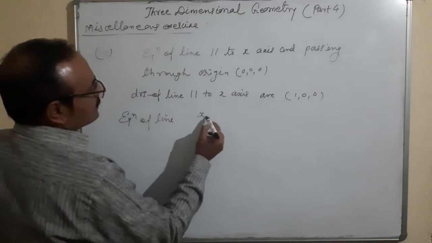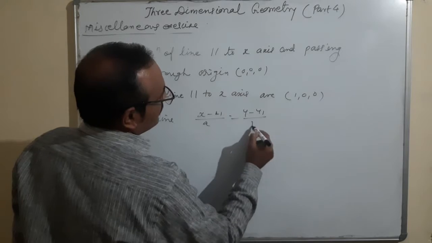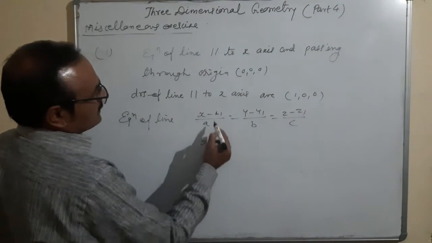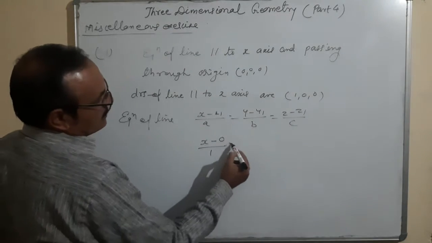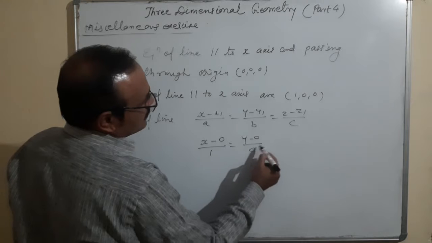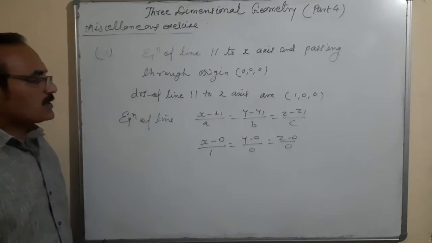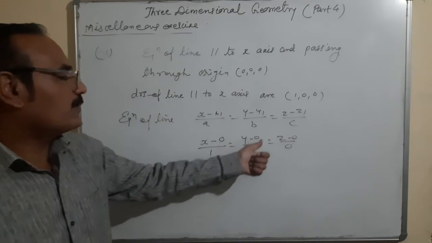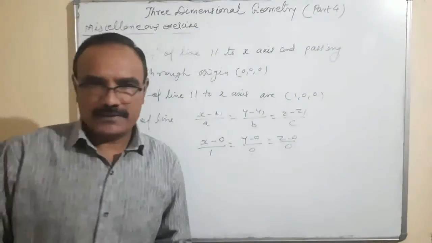formula, you know that x minus x1 upon a, y minus y1 upon b, and z minus z1 upon c. So passing through the origin, x minus 0 upon a, that is 1, y minus 0 upon b, that is 0, and z minus 0 upon 0. So this is the equation of the line: x upon 1 is equal to y upon 0 is equal to z upon 0. This is the equation of the line.